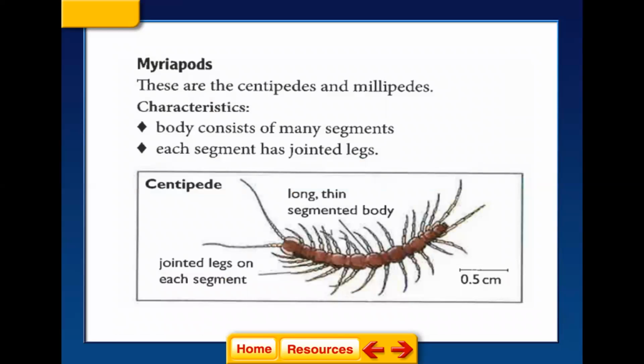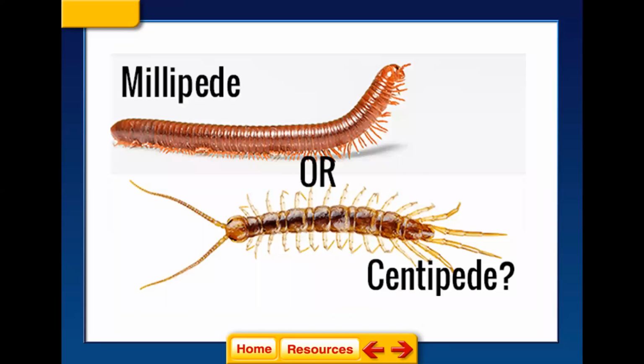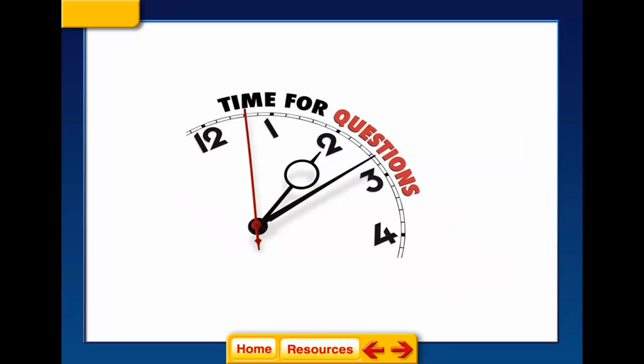Fourth group, myriapods. Myriapods, like centipedes and millipedes, have many segments and many jointed legs. But which is which? Centipedes and millipedes, how are they different? As shown, centipedes have fewer segments, fewer jointed legs in each segment, but long antennae compared to the millipedes. That's it all. I think it's time for questions.